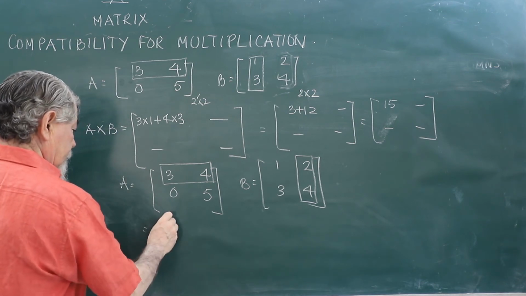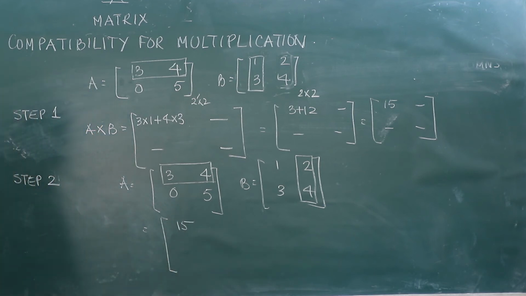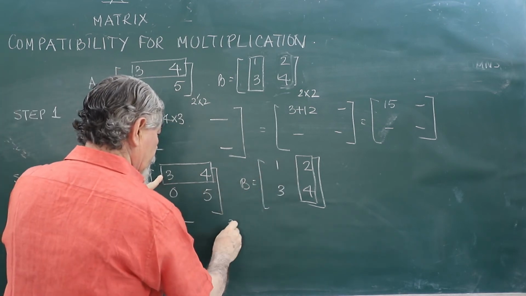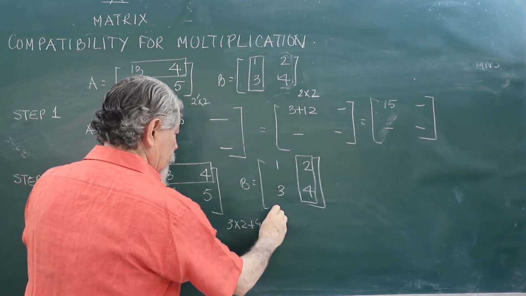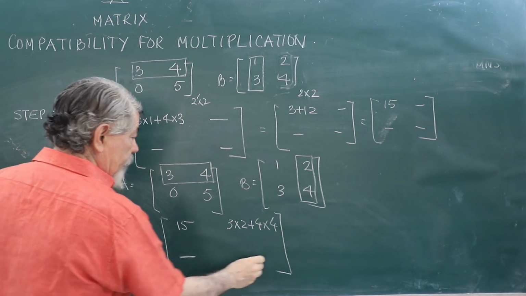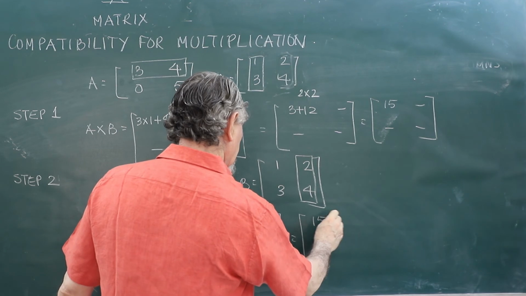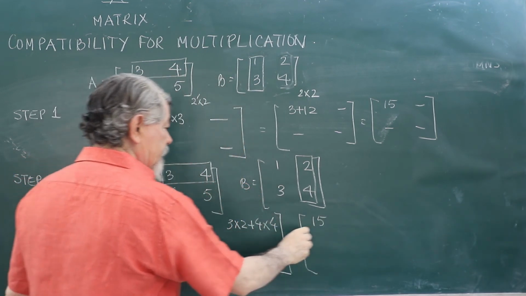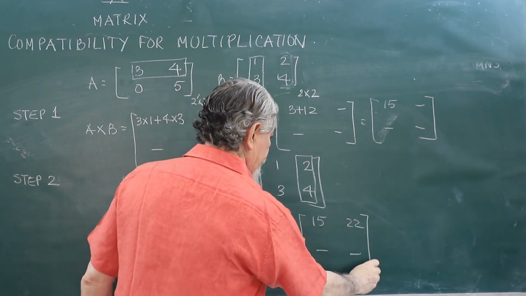Please understand, already we have got the first element of the matrix as 15. Now let us multiply 3 into 2 plus 4 into 4. So you get the second, and third and fourth are left here. What will we get? 15. 3 2s are 6 plus 4 4s are 16. 6 plus 16 is 22, and the rest is left here.